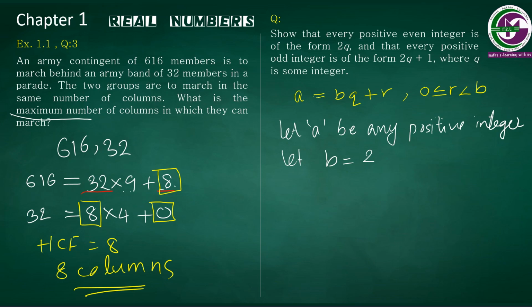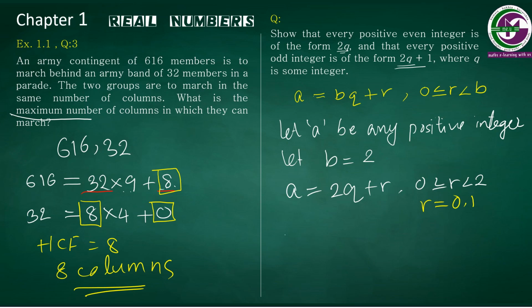Why 2? Because we need to show that a positive even integer is of the form 2q and an odd integer is of the form 2q plus 1. So you can see 2 with the q there. From this question, we identify the value of b equals 2. So this Euclid's division lemma can be rewritten as a equals 2q plus r where 0 is less than or equal to r, which is less than 2. So what are the values of r then? r can be 0, it can be 1, it cannot be 2 because r is less than 2.